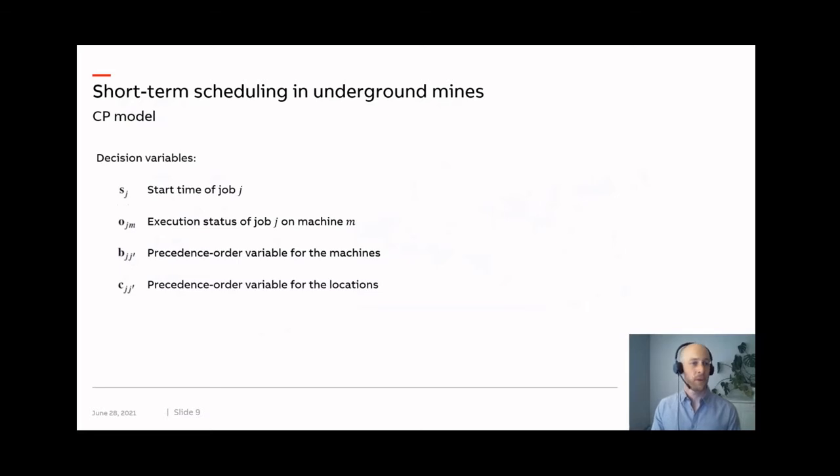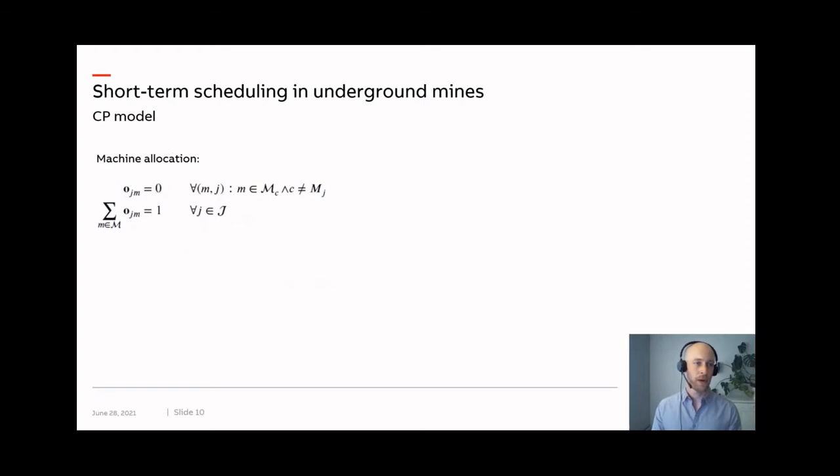The model that we have adopted is based on these decision variables. So we have the start time of each job, the execution status representing that if O_JM is equal to 1, then job J is executed by machine M. And we use precedence order variables where we introduce these Booleans B_JJ' to encode that if B_JJ' is equal to 1, then job J precedes job J' on the same machine. And similarly, C encodes the same thing here, but on the locations rather than on the machines.